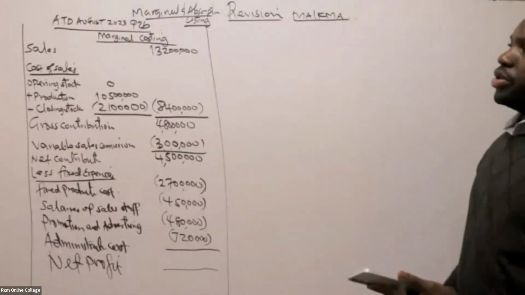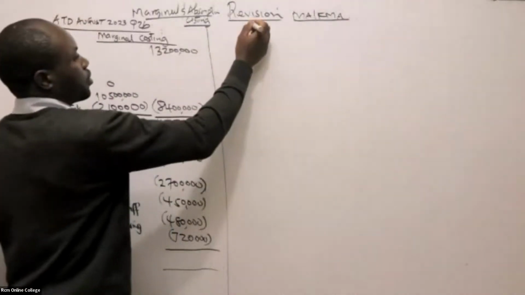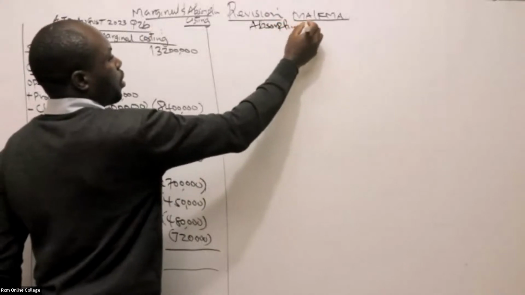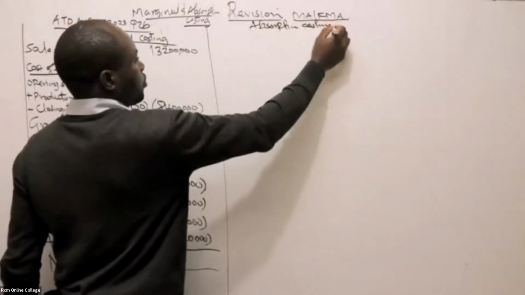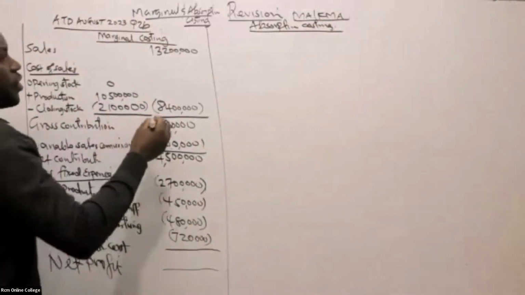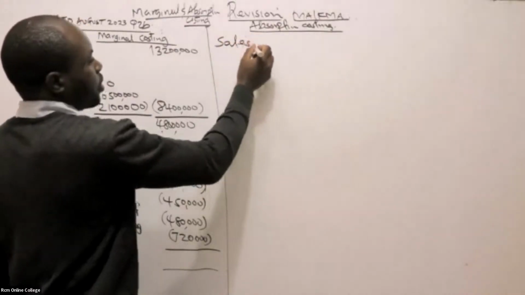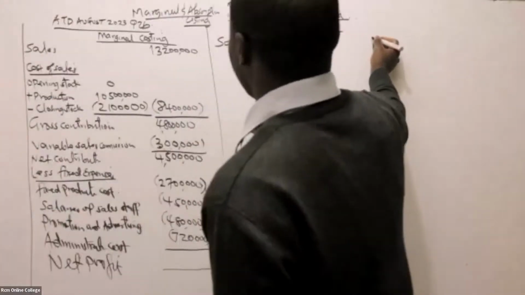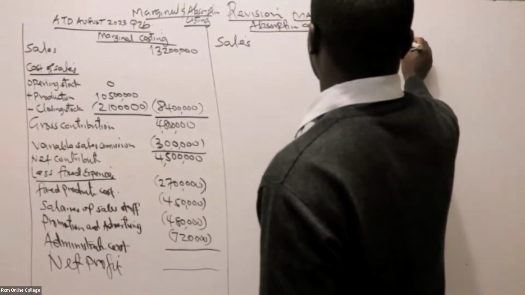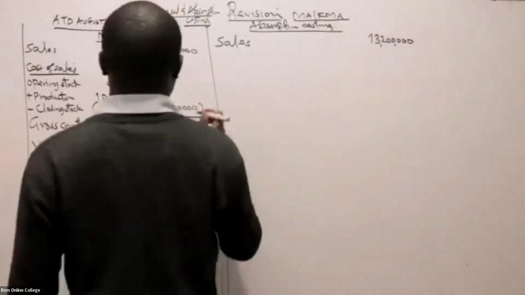Great. We are now going to method number 2, that is absorption costing. So under absorption costing, what do I say? Number 1, irrespective of the method, our sales figure will be the same. Our sales figure will remain constant. That is 13,200,000. Then let's go to cost of sales.